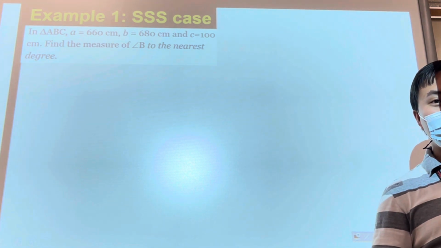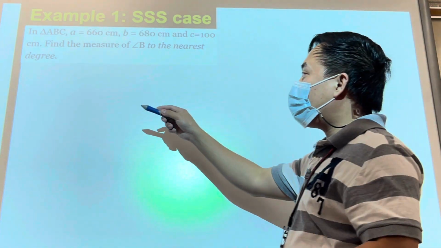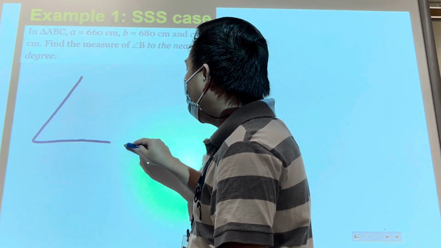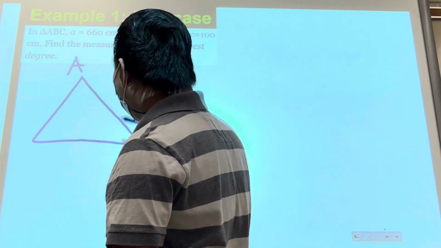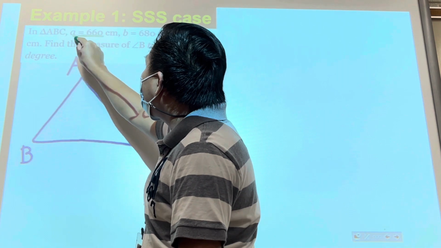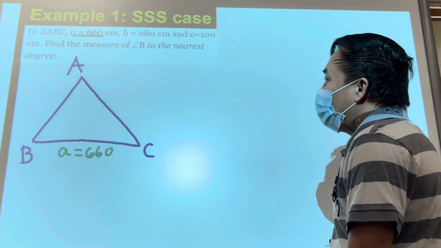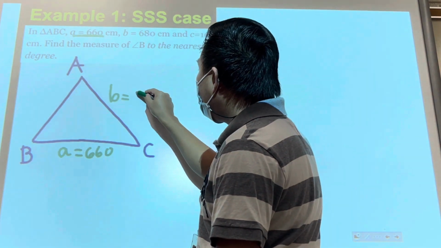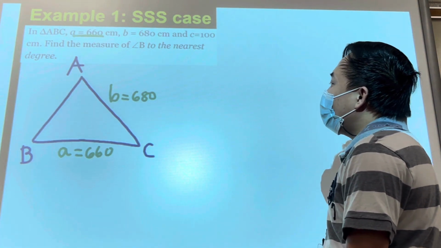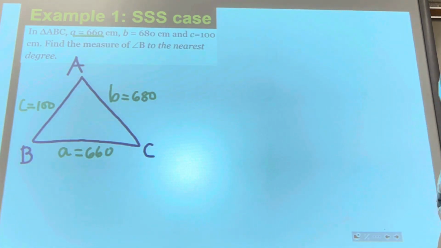Let's have the first example. This one is the SSS case. We have the triangle ABC. Small a is 660. B is 680. And then C is 100. That's not proportional.